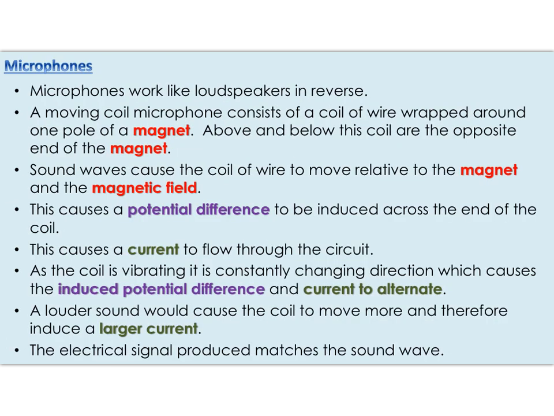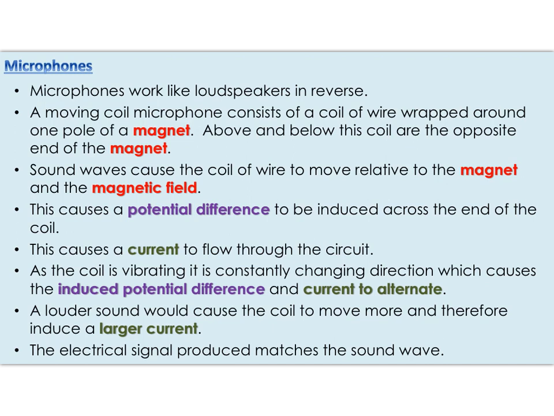We're now moving on to look at microphones. Microphones work like loudspeakers but in reverse. A moving coil microphone consists of a coil of wire wrapped around one pole of a magnet. Above and below this coil are the opposite ends of the magnet. Sound waves cause the coil of wire to move relative to the magnet and the magnetic field. As we've got a moving conductor inside a magnetic field, that causes a potential difference to be induced across the ends of the coil. The induced potential difference causes a current to flow through the circuit.